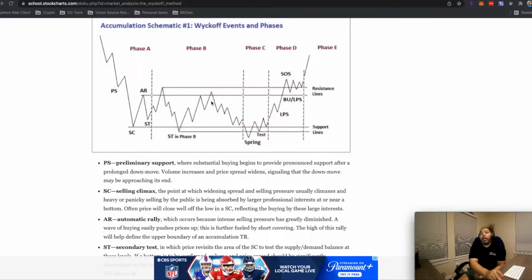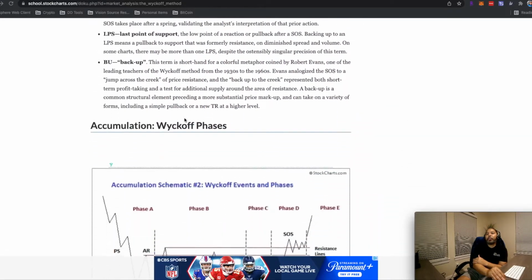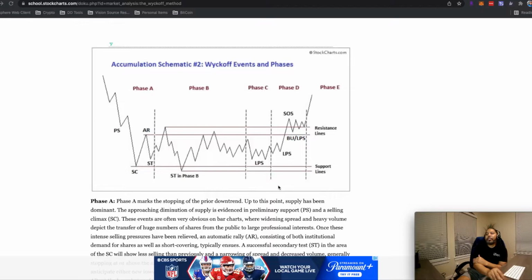Okay. All right. Now let's look at schematic 2. The only difference between the two is that in schematic 2, there is no spring. So you can see that you have some of the same moves. You got your preliminary support, your selling climax, automatic rally, ST, STMB, and then they move along. But in this instance, you don't get the spring.